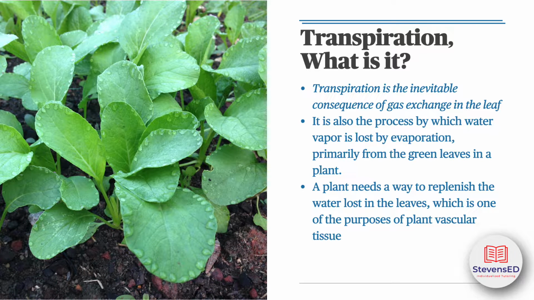Transpiration is the process by which water vapor is lost by evaporation, primarily from the green leaves of a plant. It is one of the principal reasons why plants need an adept vascular system. Plants need to be able to transport materials like water where it's needed most, in this case, from the roots to the leaves, to replace losses from transpiration.